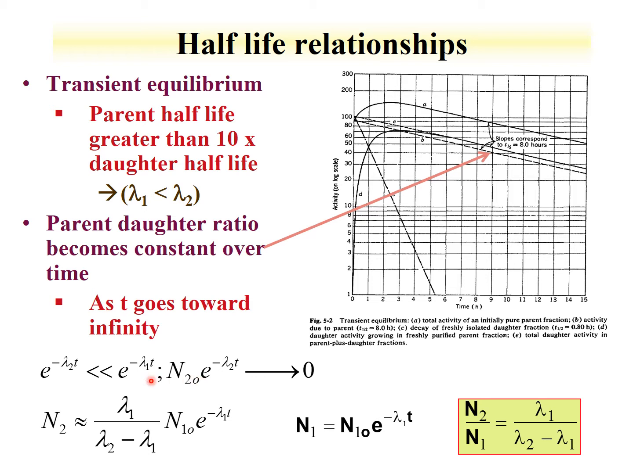We can take our equation and make a simplification here. We know that N, the number of initial parent times e to the minus lambda t, is just equal to N at any given time t. So this relationship we can use to substitute into this equation. This equation then becomes this equation, and we see that the ratio of daughter to parent is just equal to a ratio of the decay constants, and that's shown up here.